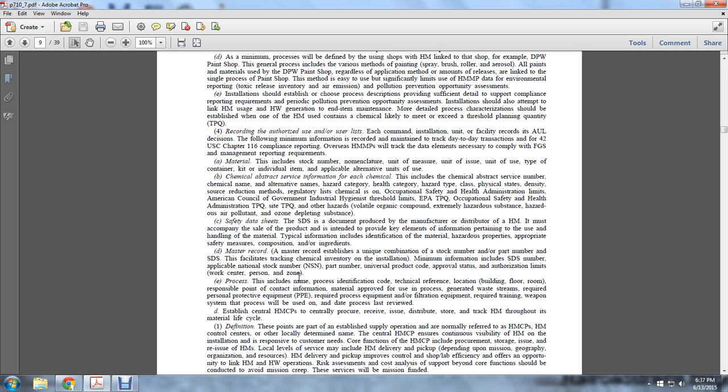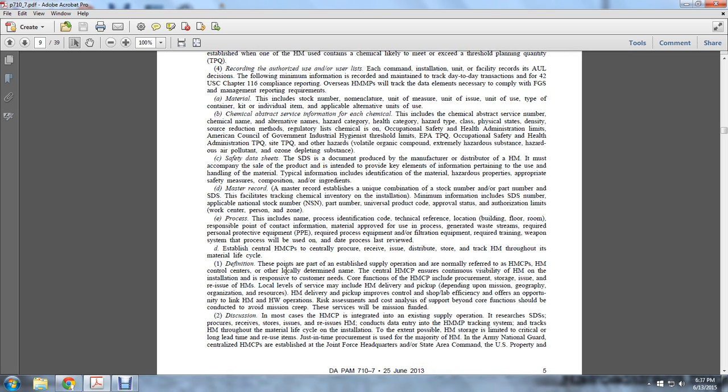resources. Hazardous material delivery and pickup involves the control and shop level efficiencies, and offers opportunities to link the hazardous material and hazardous waste operations. Risk assessment and cost analysis for the support beyond core functions should be conducted to avoid mission creep. These services will be mission funded. Discussion. It must be the case that the hazardous material control program is integrated with the existing supply operations.